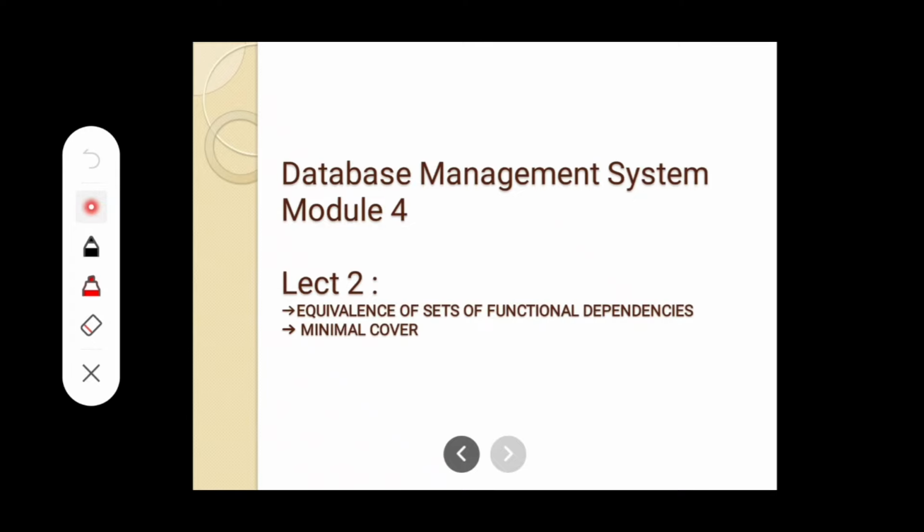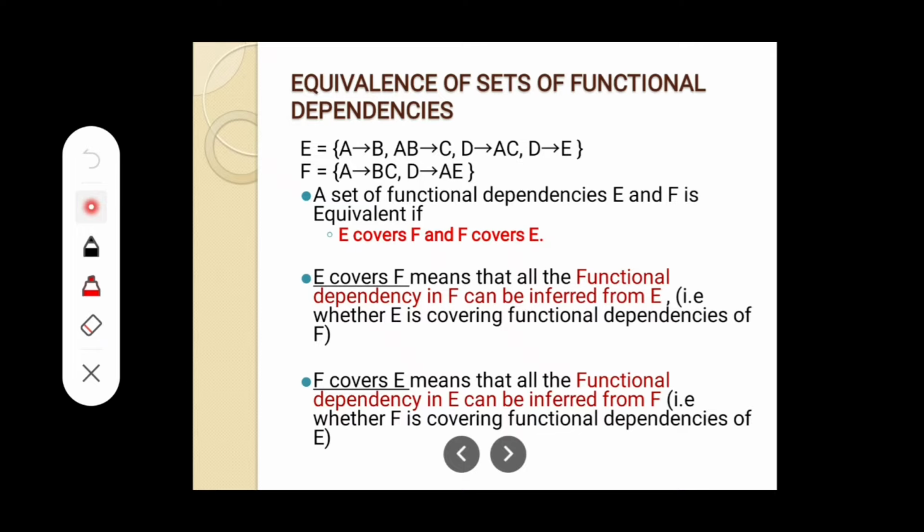So what is the equivalence of sets of functional dependencies? Suppose we have two functional dependency sets E and F. E is having 4 functional dependencies, and the set F is having 2 functional dependencies. Our task is to find out whether E is equivalent to F.